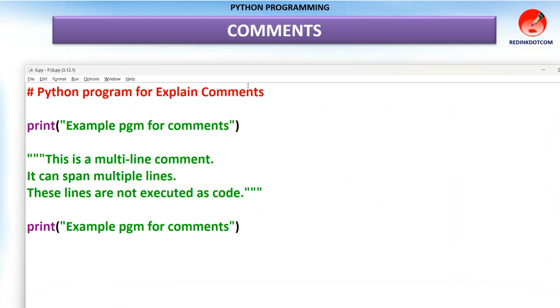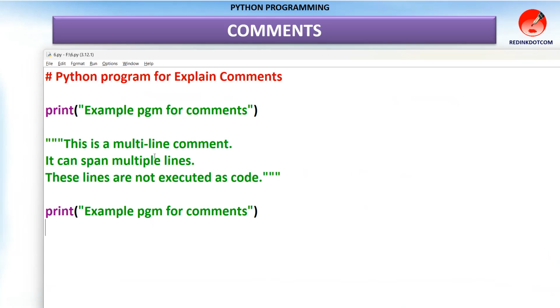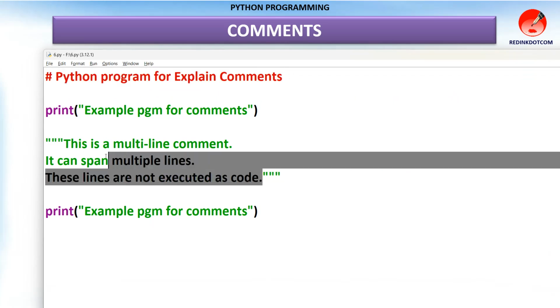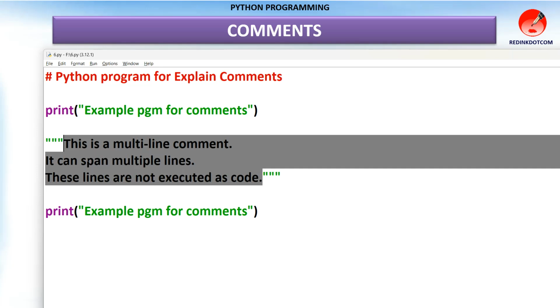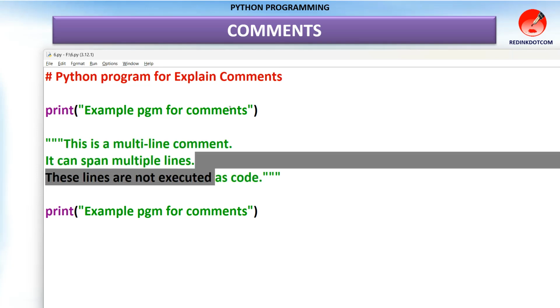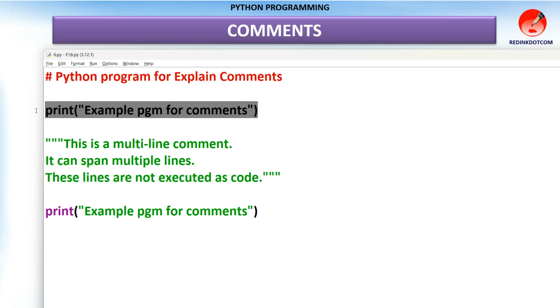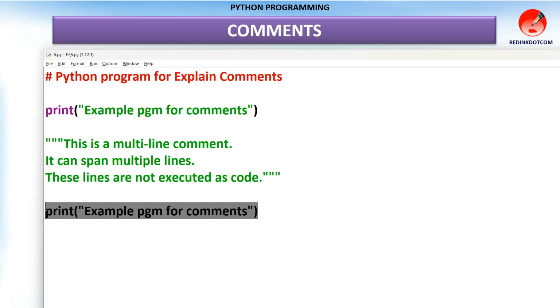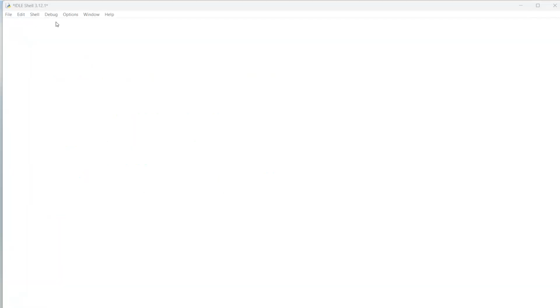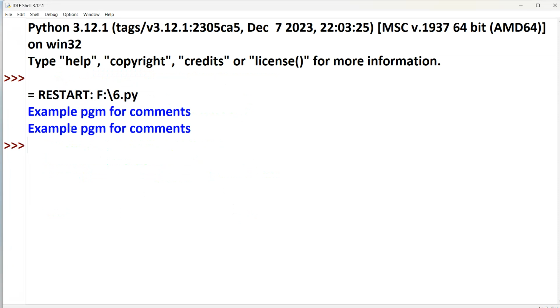This program will explain single line as well as multi-line comments. The first line starting with the hash symbol indicates this is a single line comment. In between the triple quotes, all these lines are treated as multi-line comments. These two parts cannot be executed by the compiler. Only the first print statement and the second print statement are executed. So when I execute the program, only the two print statements are executed.